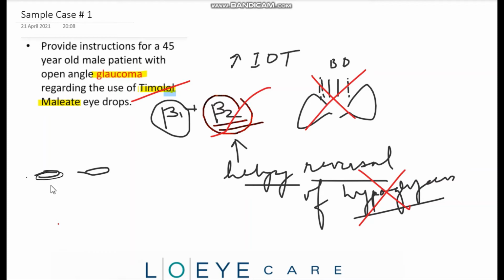This is the other eye, I'm sorry. And this is the nose. So when you're giving the eye drop, you just want the eye drop to be within the eye and to function within the ciliary body and to reduce the secretion.